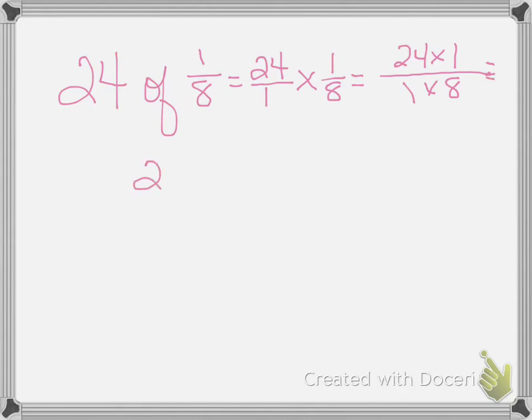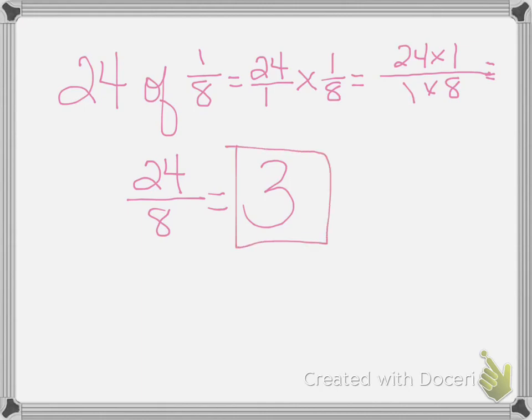And 24 times 1 is 24. And 1 times 8 is 8. And 24/8 is a what? That's right, it's an improper fraction. So I'm going to divide 24 divided by 8, and you should just know that that is 3. And that is your final answer, 3. Okay? Pretty easy.